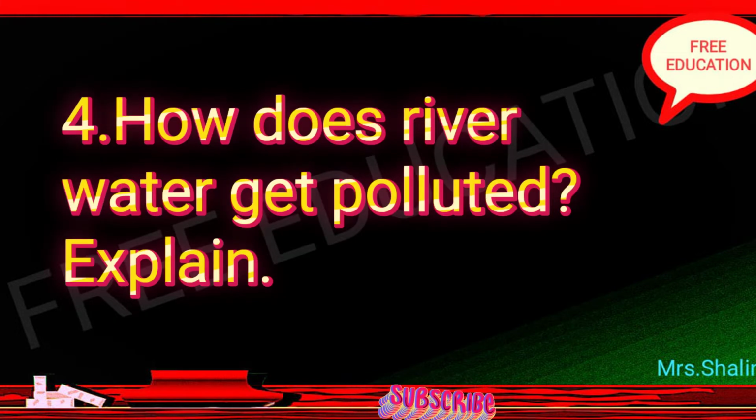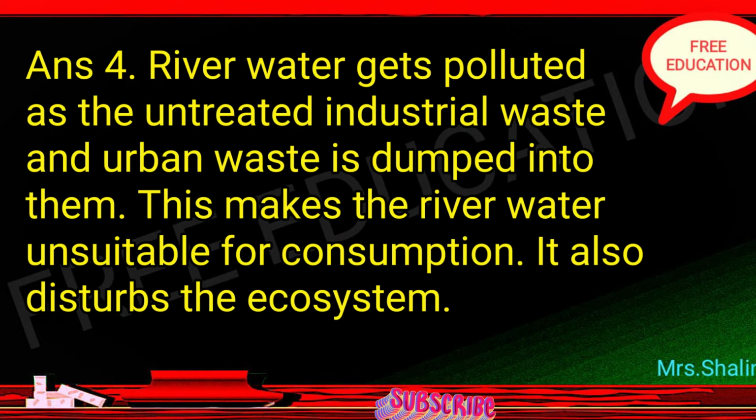Question 4. How does river water get polluted? Explain. Answer 4. River water gets polluted as the untreated industrial waste and urban waste is dumped into them. This makes the river water unsuitable for consumption. It also disturbs the ecosystem.